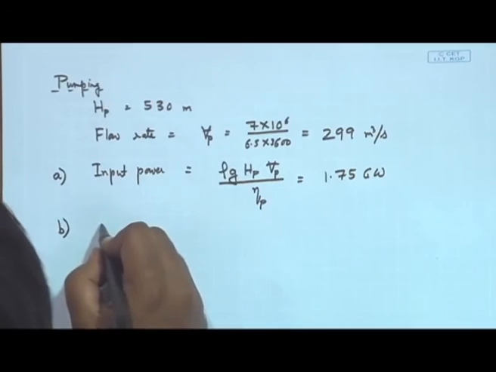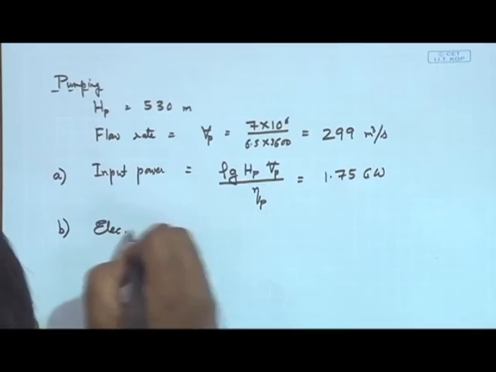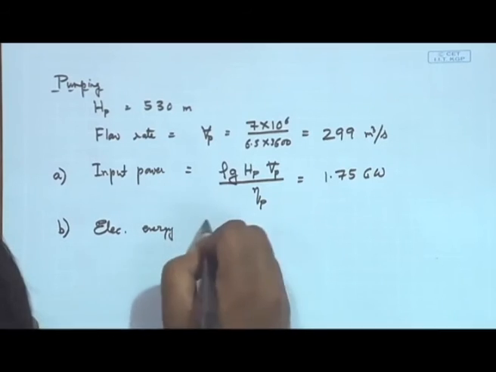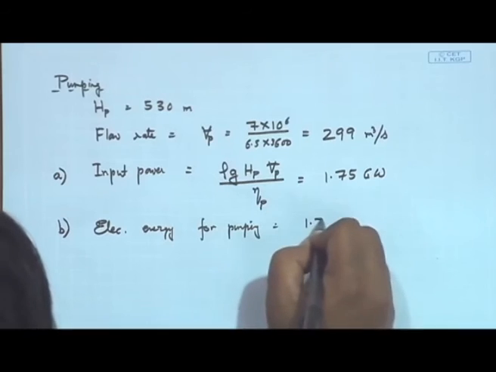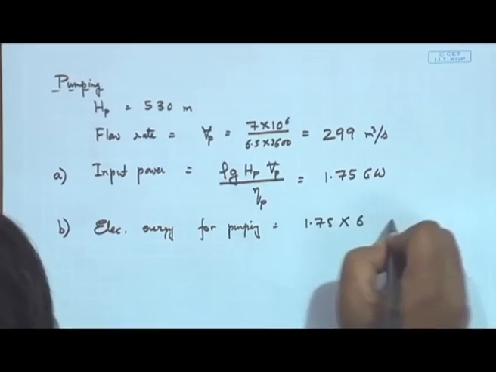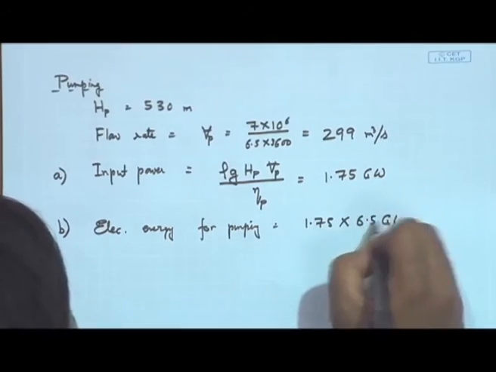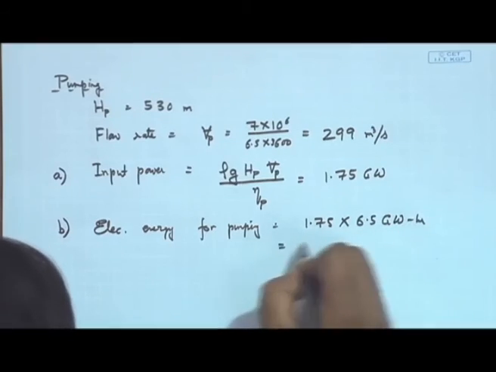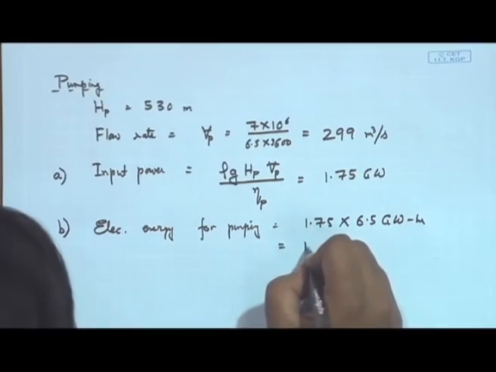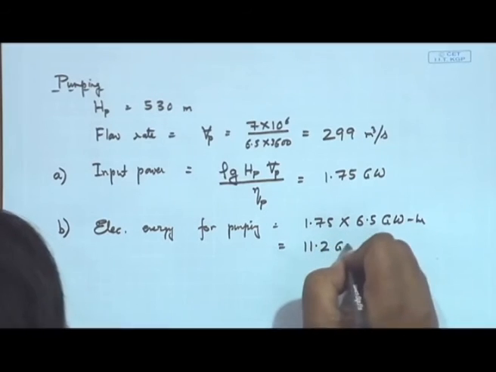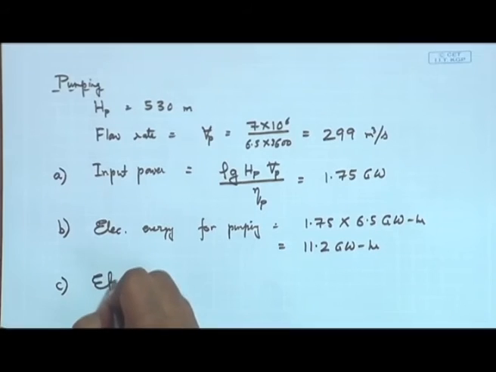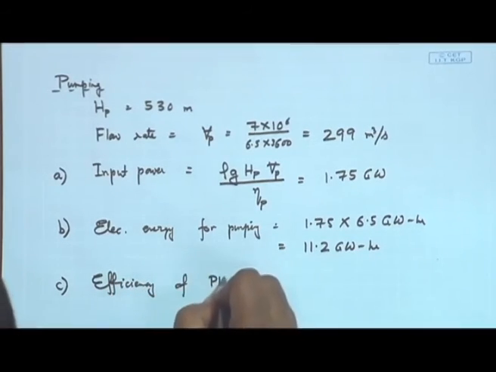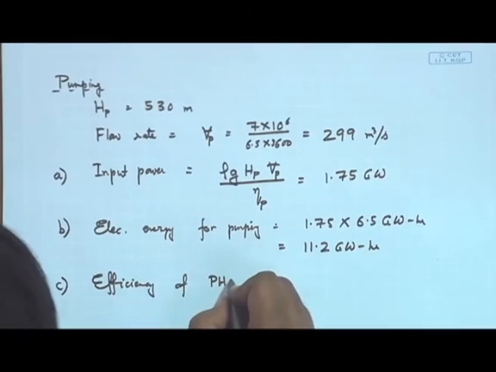Second one is electrical energy for pumping, that is 1.75 times 6.5 gigawatt hour, and that turns out to be 11.2 gigawatt hour. C. Last one was, what is the overall efficiency of the pumped hydro storage plant?